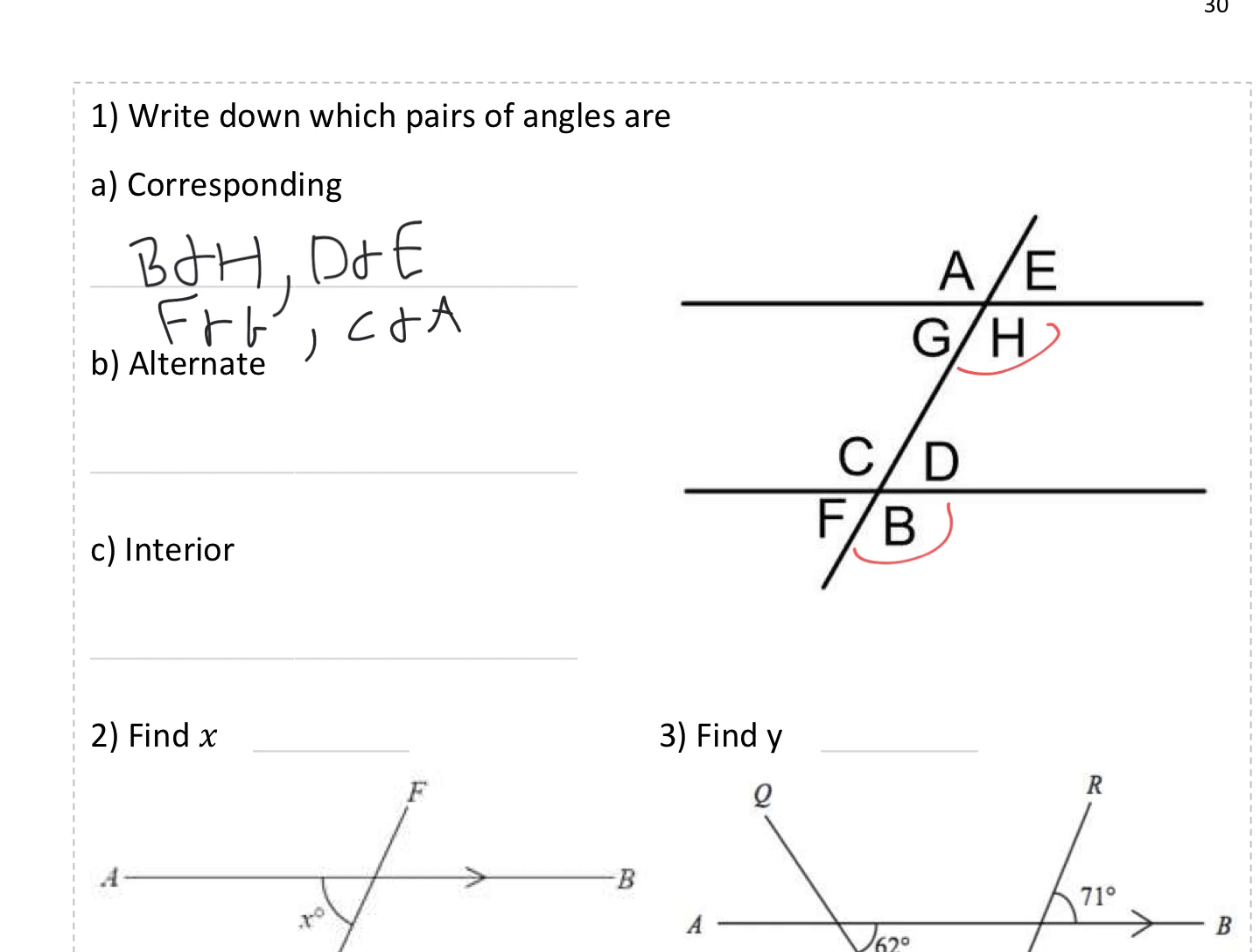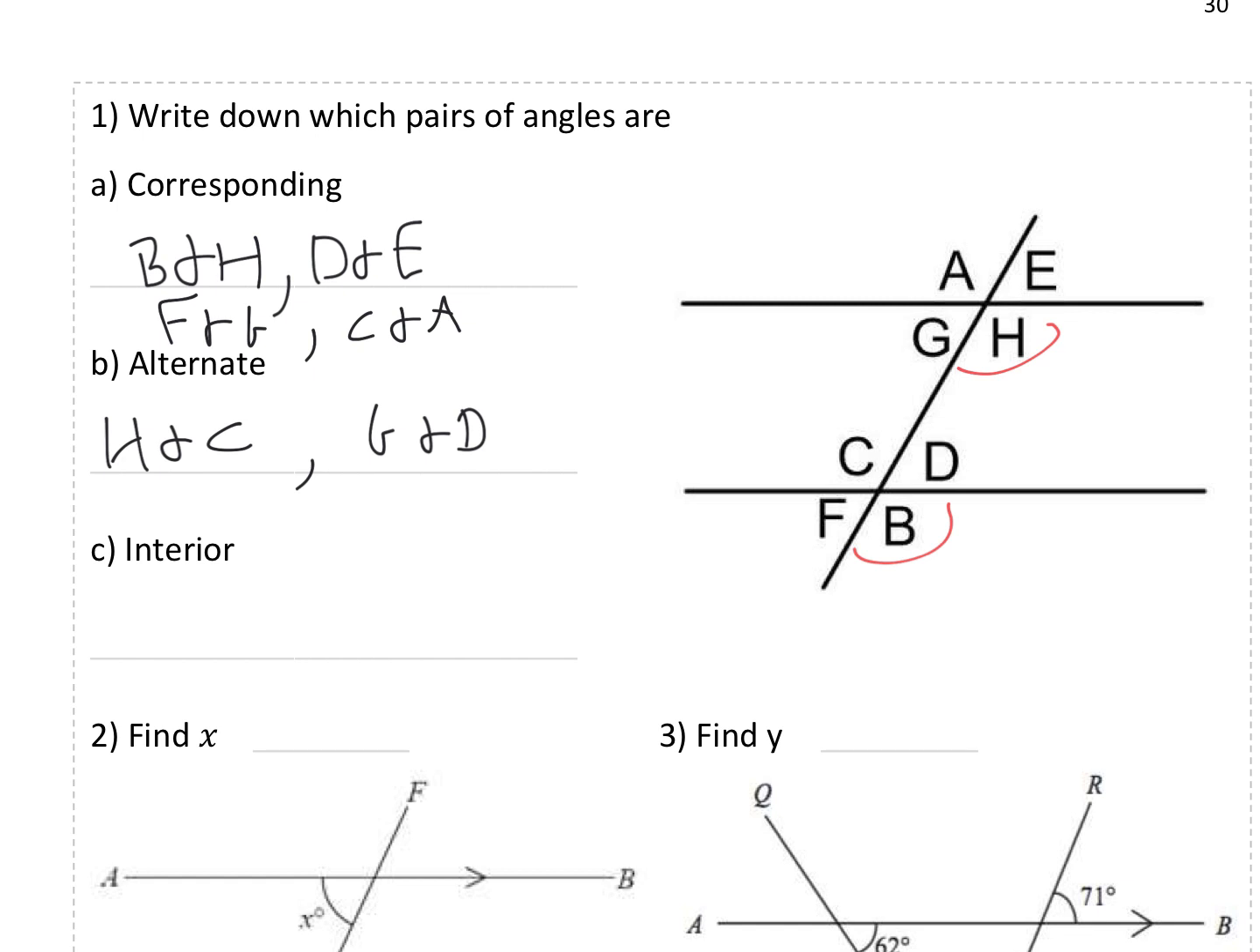Alternate angles, they have to be inside the parallel lines. So alternate with H would be inside the parallel lines, so down here, but on the alternate side, so this one here. So we've got our sort of Z shape, H with C. Or if we choose another angle inside the parallel lines, the G, and there's our Z shape. On the alternate side, we've got D, so G and D.